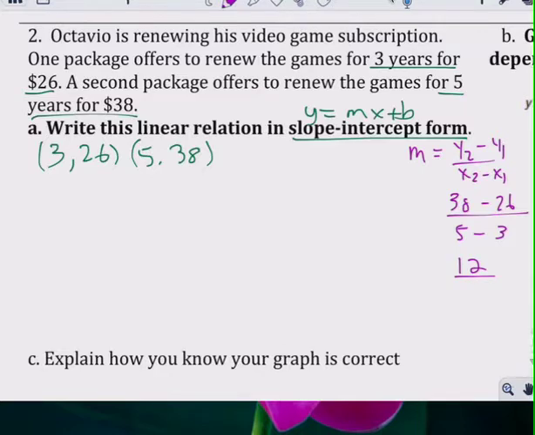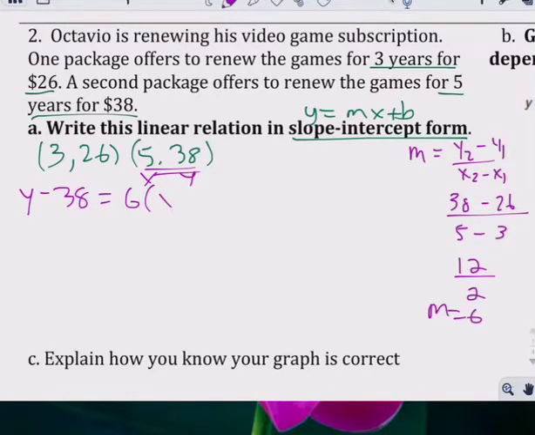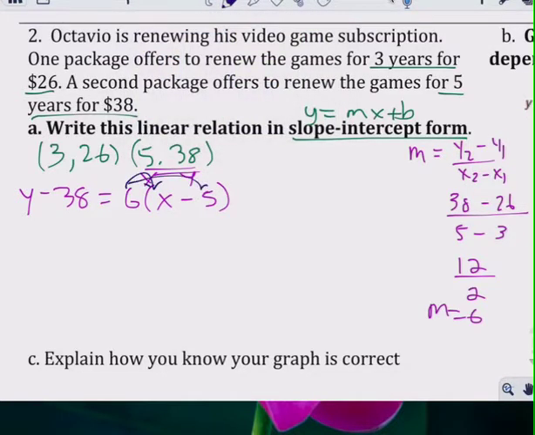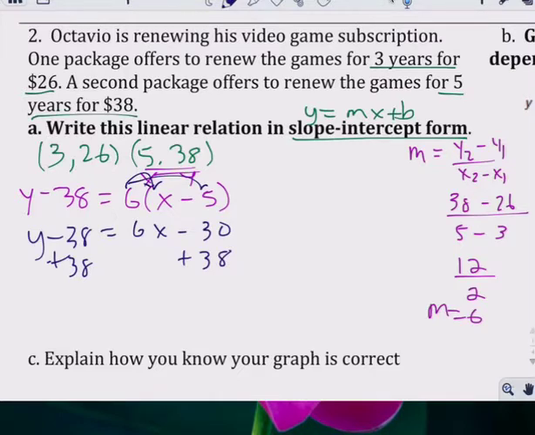12 over 2, so m is 6. If m is 6, it doesn't matter which point you use, you're going to get the right answer. I'm going to use 5 and 38. So y minus y1, which is y minus 38, equals 6 times parentheses x minus 5. Distribute: 6x minus 30 equals y minus 38. Add 38, and then you get y equals 6x plus 8.